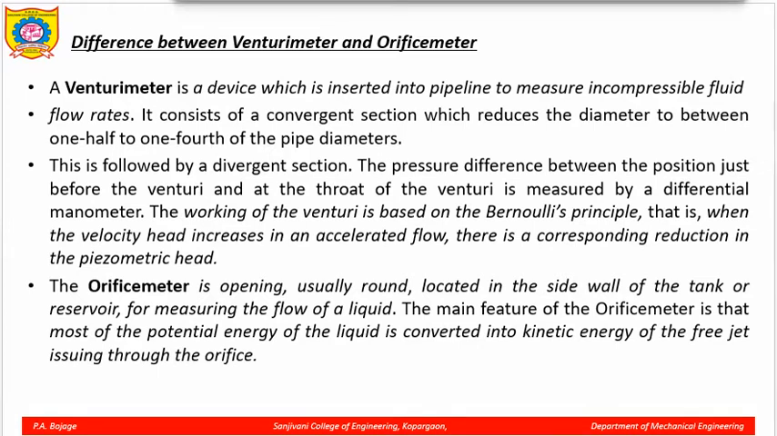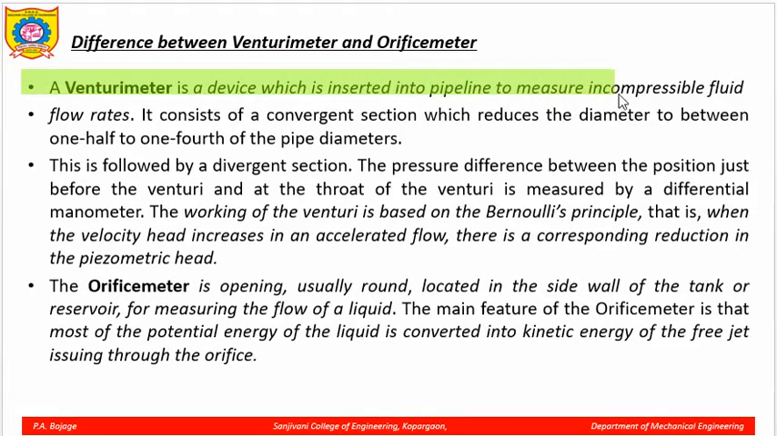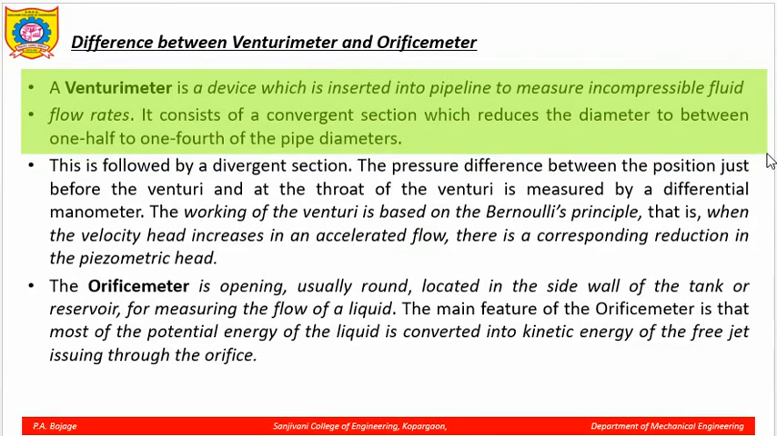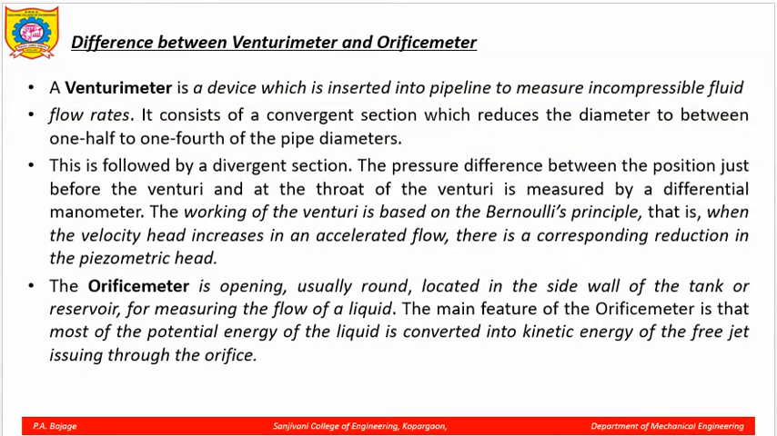Now, if you see the differences, a venturimeter is a device which is inserted in a pipeline to measure the incompressible fluid flow rates, and it consists of a converging section which reduces the diameter to between 1/2 to 1/4 of the pipe diameter. This is followed by a diverging section.